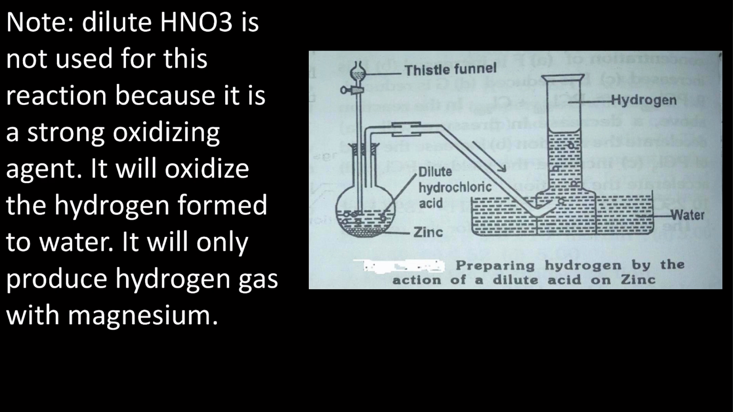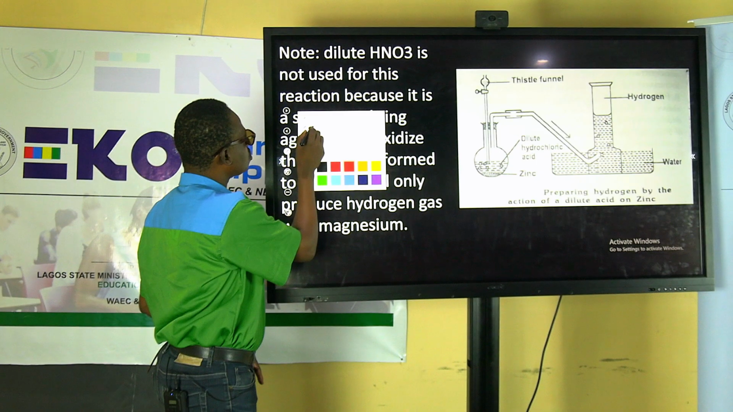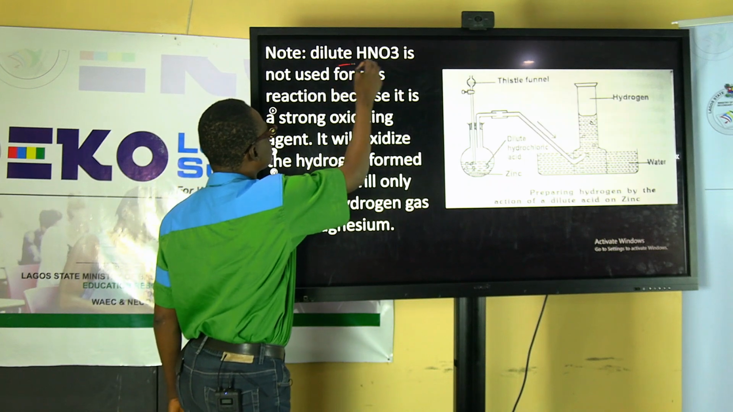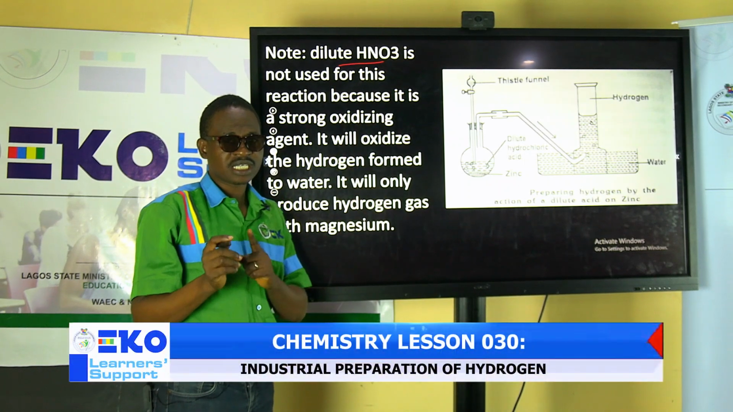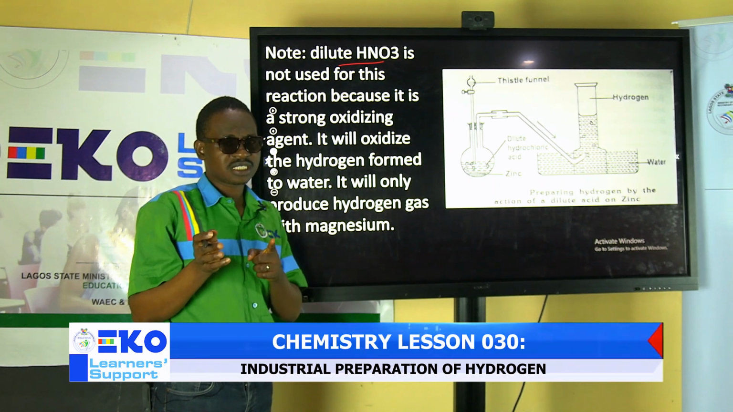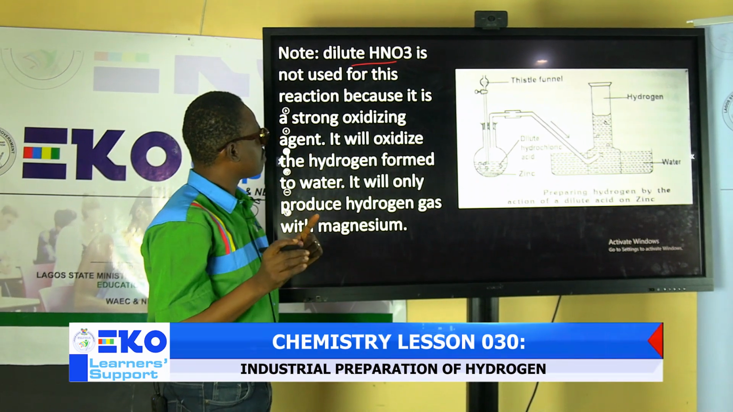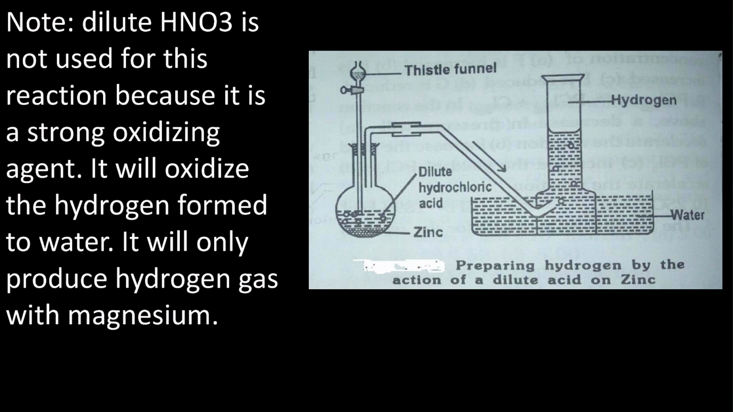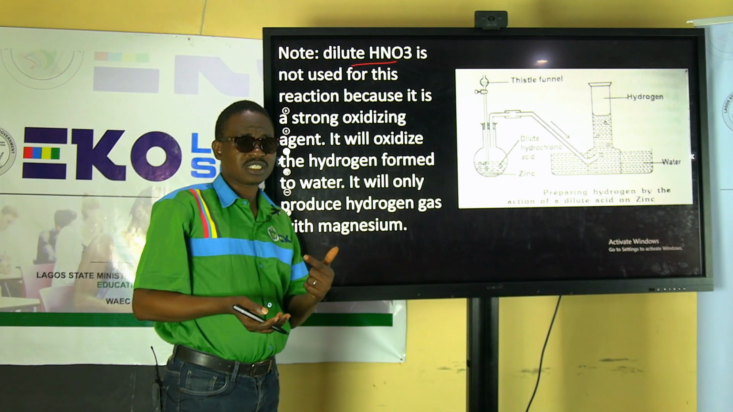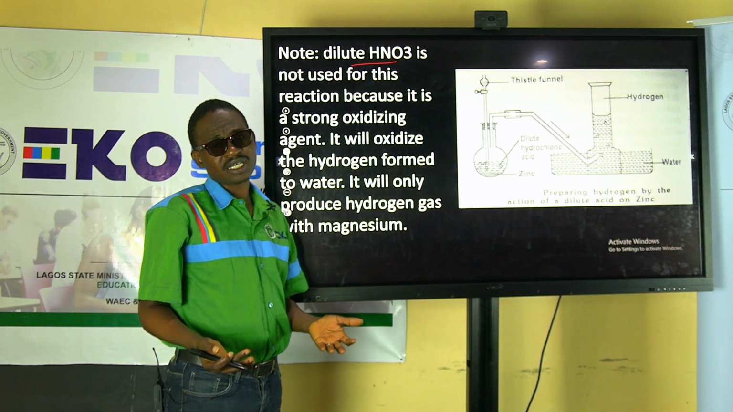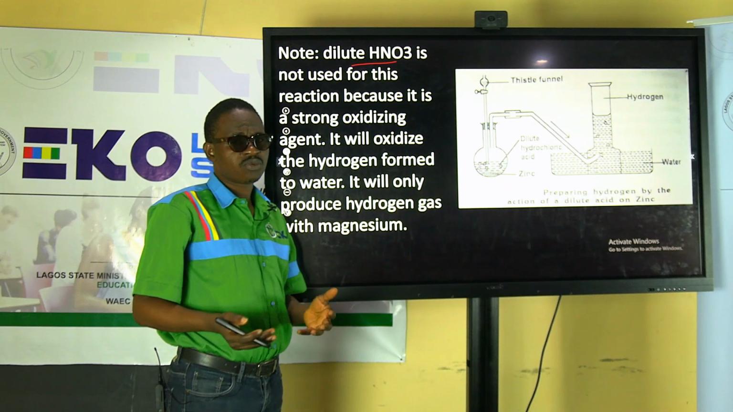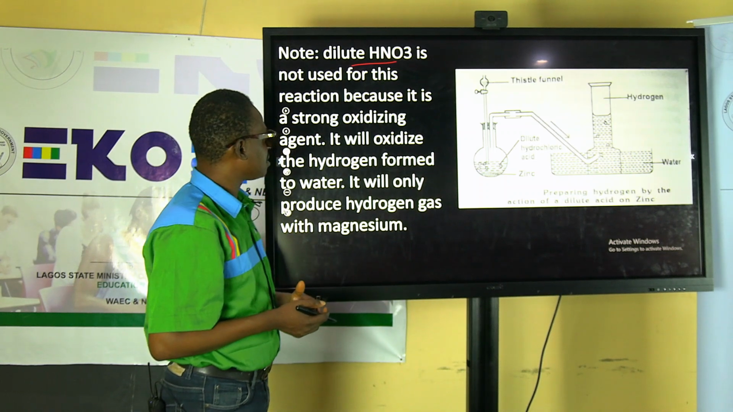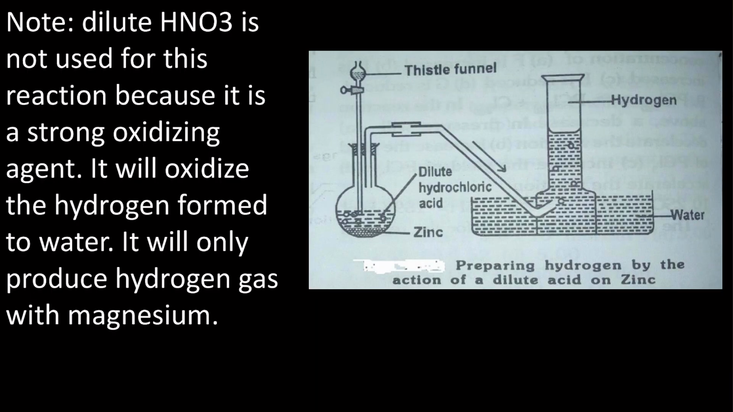Now, you need to note in this reaction why we don't use dilute HNO3 in the preparation of hydrogen when you are combining it with zinc. It's because HNO3 is a very strong oxidizing agent. You need to understand that. If it is a strong oxidizing agent, what will happen? When the hydrogen is produced, it will further oxidize to water. And with that, you will not be able to achieve what you want at the end of the day. So it will oxidize the hydrogen and form water. So it's very key to know that.